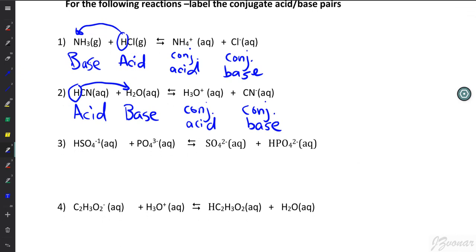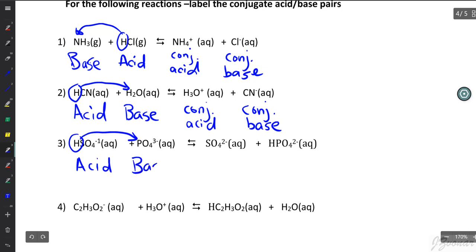All right, so here are some multivalent acids. So we look to see what's actually taking place here. Here's my hydrogen. It's being donated to the phosphate. So by definition then, HSO4 negative 1 is my acid. This is my base because it's accepting the proton. Likewise on this side, we're going to have this one donating in the reverse. So therefore this would be my conjugate acid. Hence, this is my conjugate base.